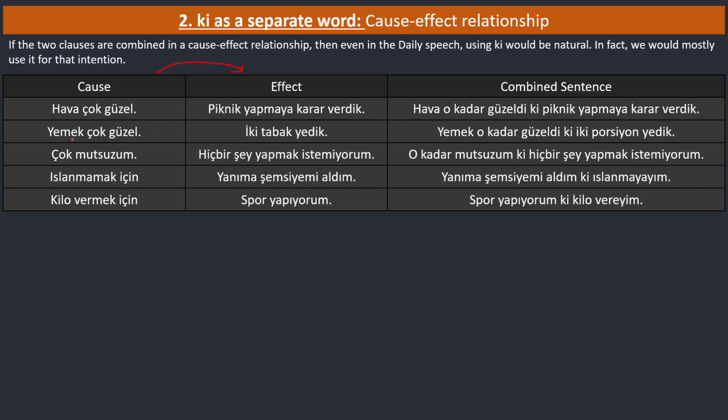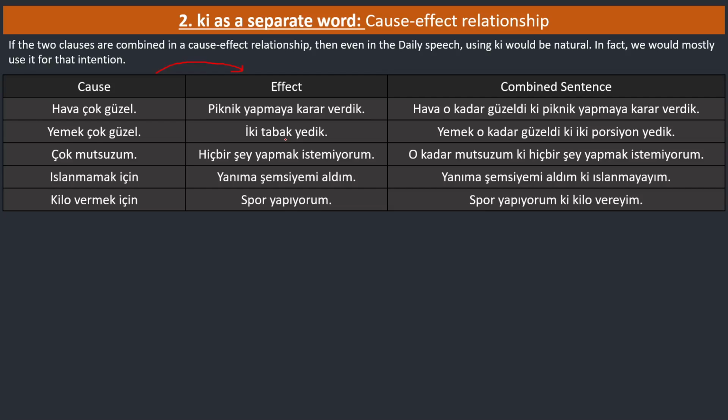Second example, ikinci örnek. Yemek çok güzel. The food is very nice. İki tabak yedik. We ate 2 plates. Yani we ate 2 times. We had two plates actually. Like 2 plates of food.